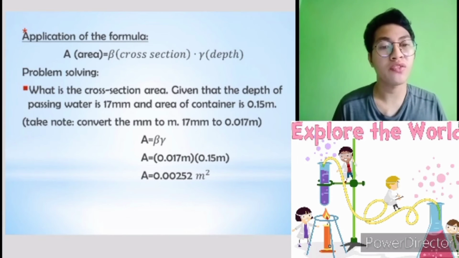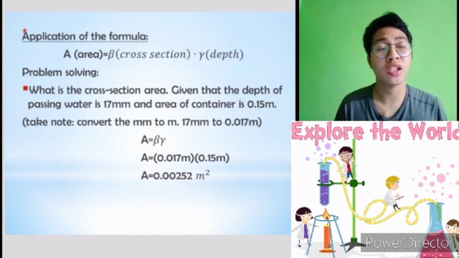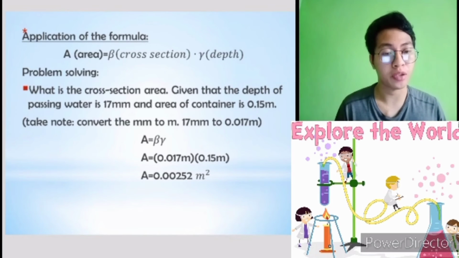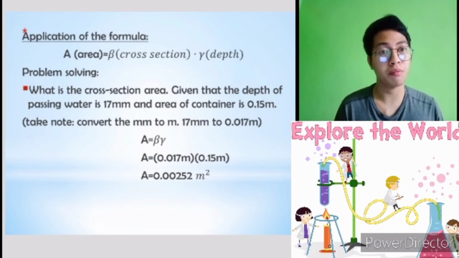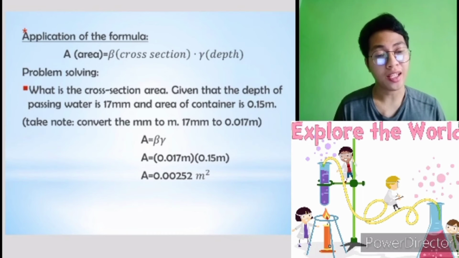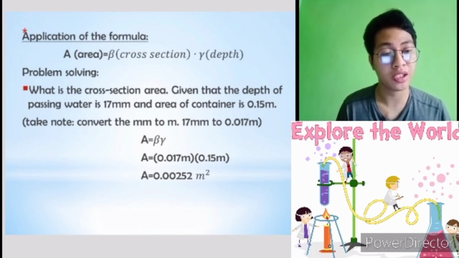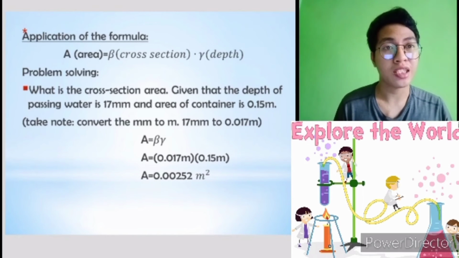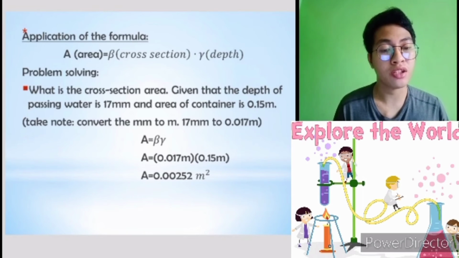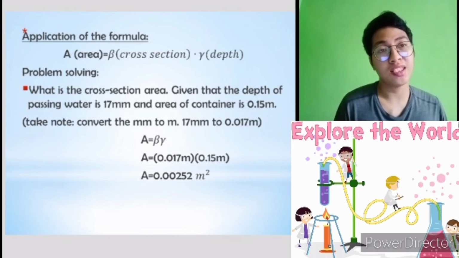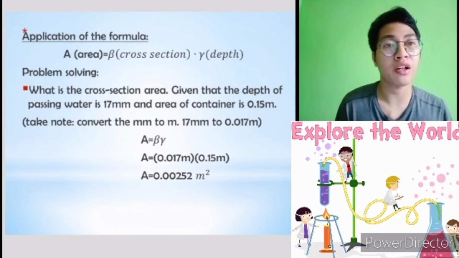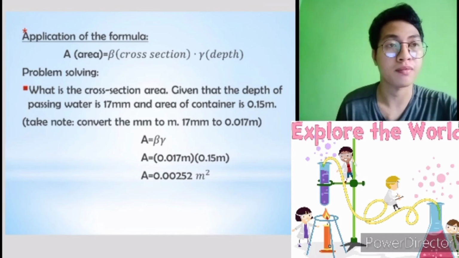After we get the two values required in computing the cross-sectional area, just simply use the cross-sectional area formula, wherein A is equals to B multiply Y. A is equals to B, which is the 0.017 meter, times Y, which is 0.15 meter. Just multiply it to get the 0.00252 meter to the second power, which is the value of cross-sectional area of question number 1.